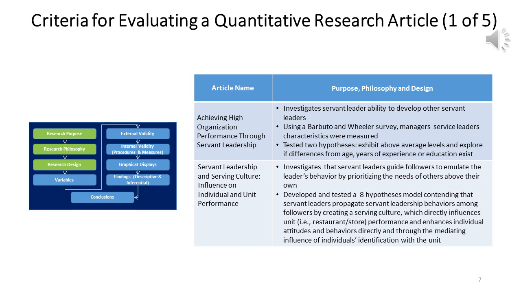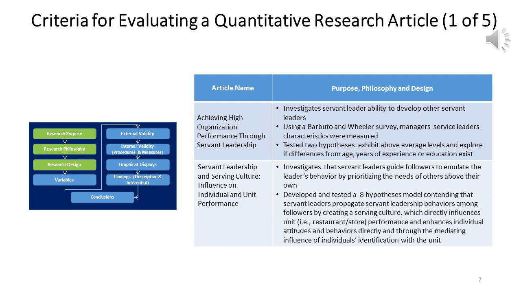The research purpose, philosophy, and design for Achieving High Organization Performance through Servant Leadership was somewhat ambiguous, and they had 4 different statements that talked to the work that was going to be addressed in the article.